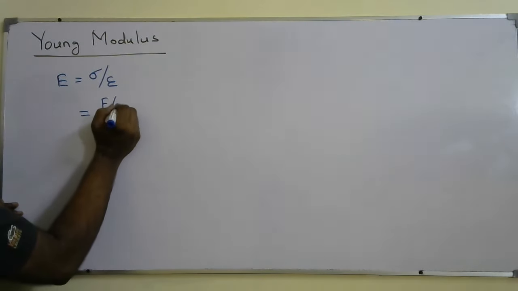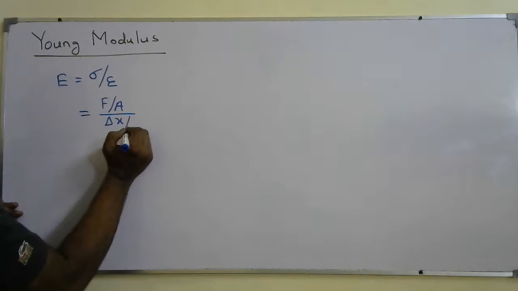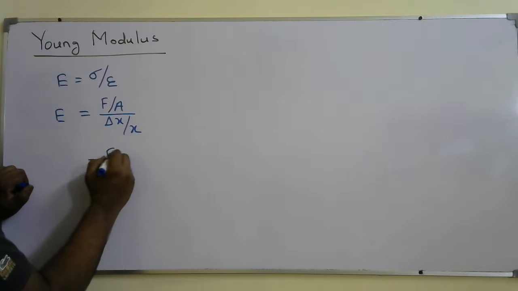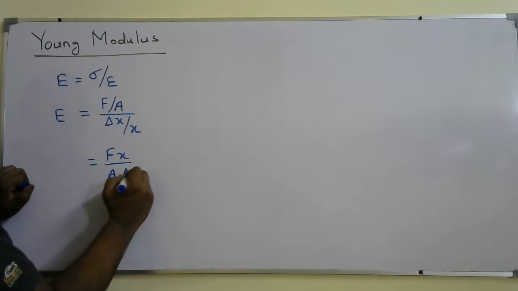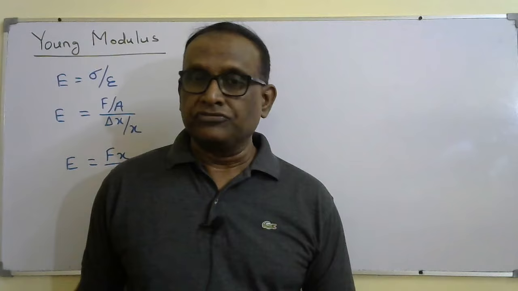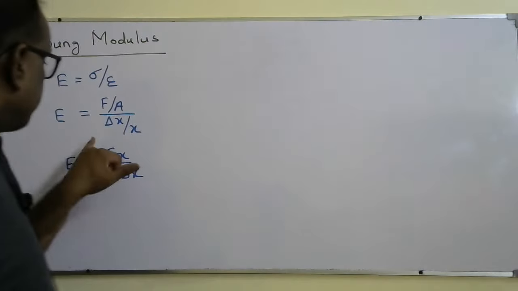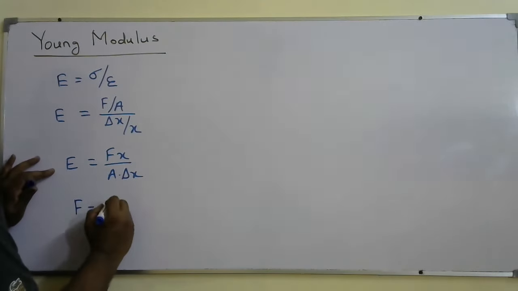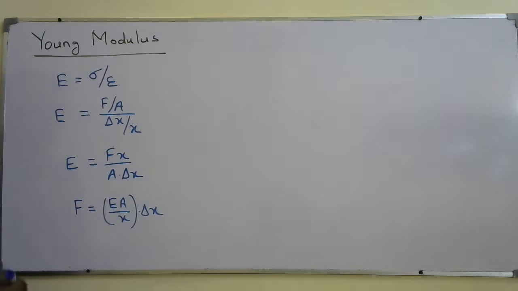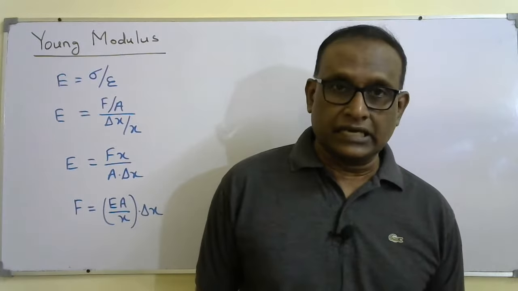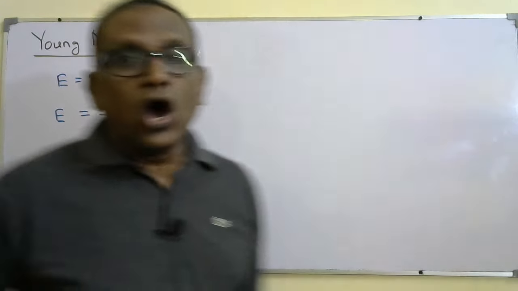We know that stress equals force over area, and strain is extension over original length, or compression over original length, same notation. So x will go to the numerator. It becomes Fx over A times delta x, which is the Young modulus. We are going to compare the stress-strain graph and the force-extension graph, so we make force the subject: F equals EA over x times delta x. When we consider the force against extension graph or force against compression graph, this is going to be a constant for a given object.